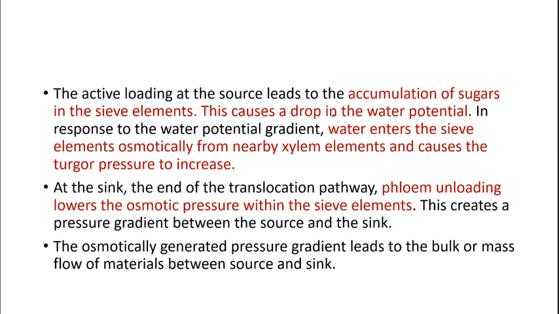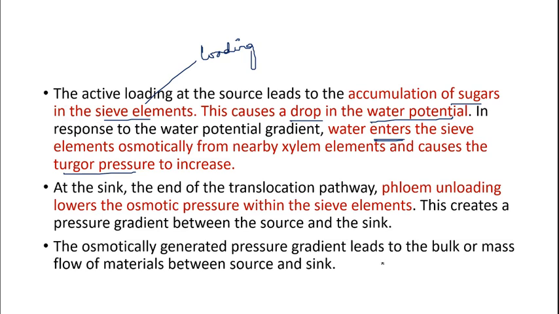Whenever there is an accumulation of sugar in the sieve elements, that is phloem loading. Since the sugar concentration is very high, water potential will drop. We all know when the concentration of sugar is very high, water potential will drop. In that case, water will enter the sieve element and cause the turgor pressure to increase. I'm explaining it in different words so that the concept will be crystal clear to all of you.